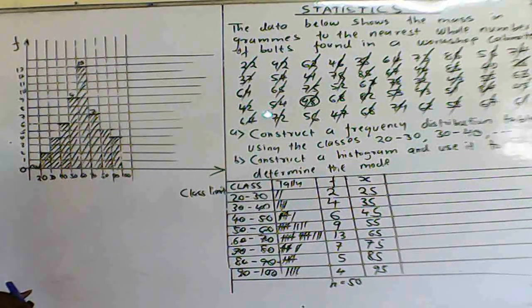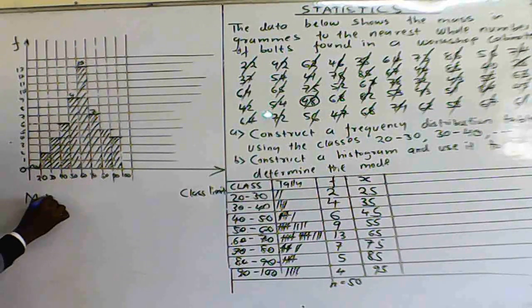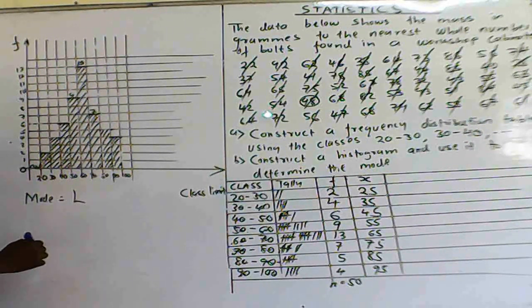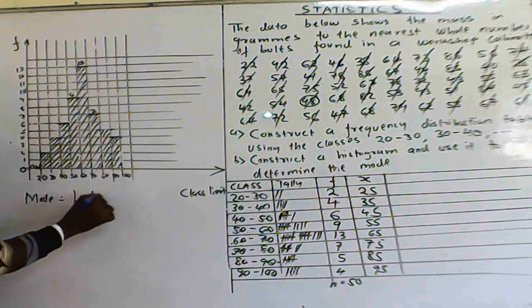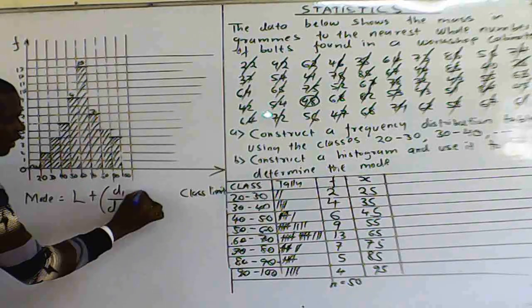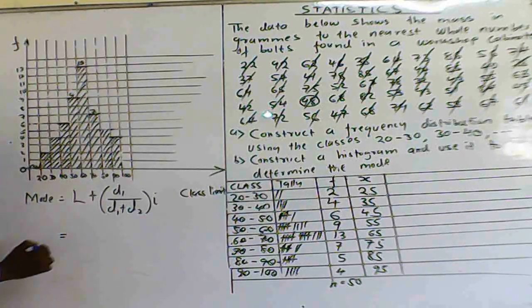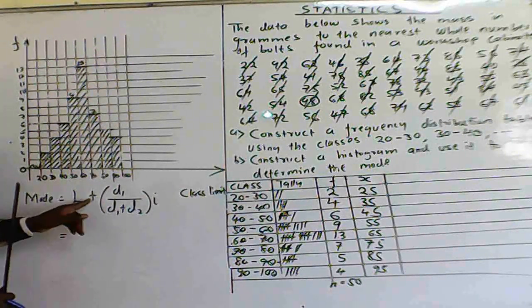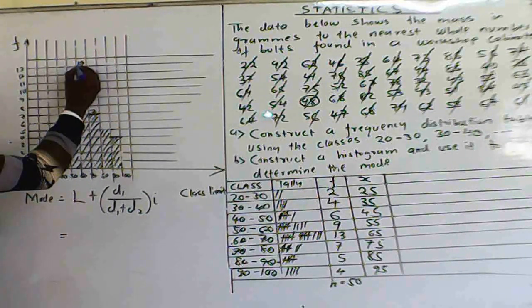Is that okay? Yes. So we now want the mode. So what is the mode? The mode is given by the lower class limit of the modal class, plus D1 over D1 plus D2, into I. So what is the lower class limit of the modal class? The lower class limit is its start.